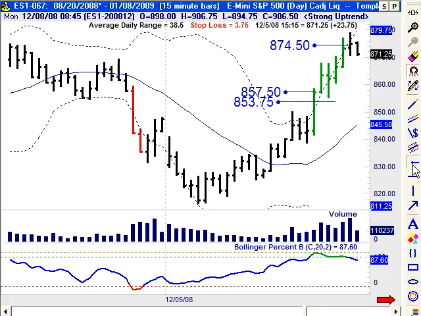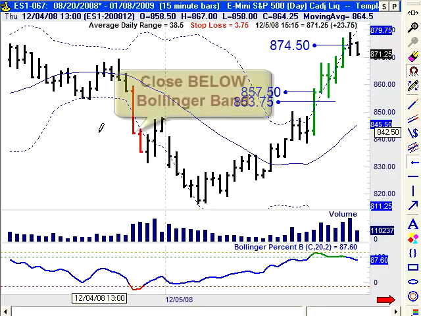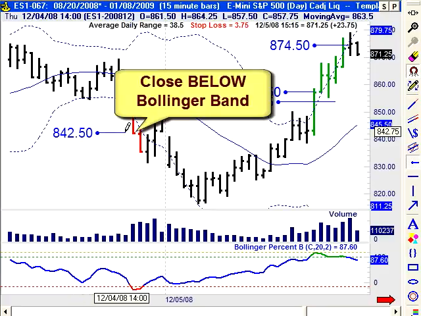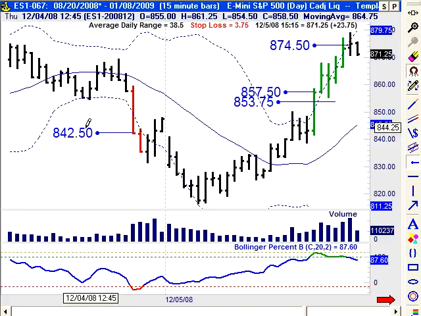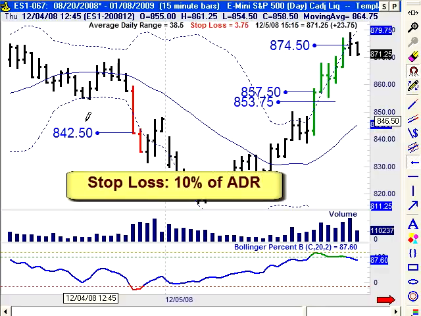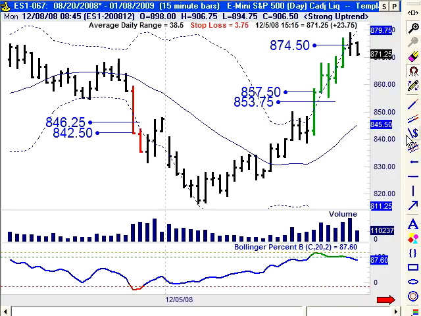Short trades are carried out in exactly the same way. Going short if the bar closes below the lower Bollinger Band, like here at 842.5, and using a stop loss of 10% of the average daily range. Close the trade if the bar closes within the Bollinger Bands. So in this example, we realize a smaller profit of 3 points or $150 per contract.